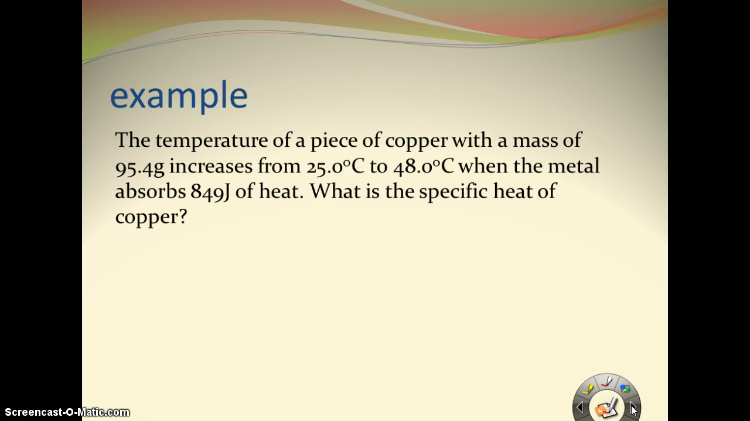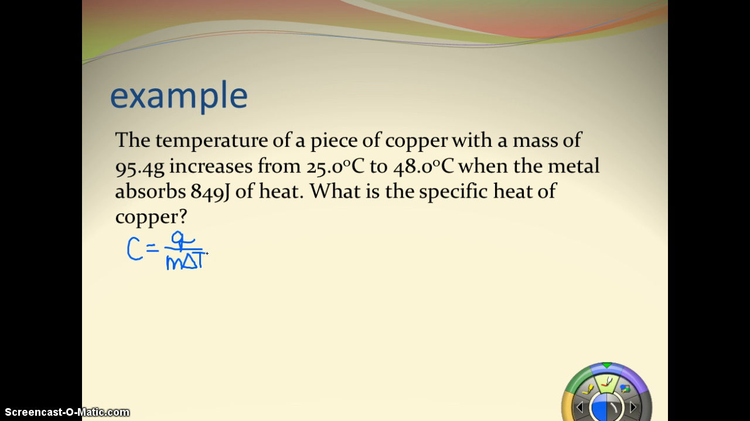So we have a piece of copper with a mass of 95.4 grams that is going to increase from 25 degrees Celsius to 48 degrees Celsius when that piece of metal absorbs 849 joules of heat. And they want to know what is the specific heat of the metal. So specific heat is C equals Q over M delta T.